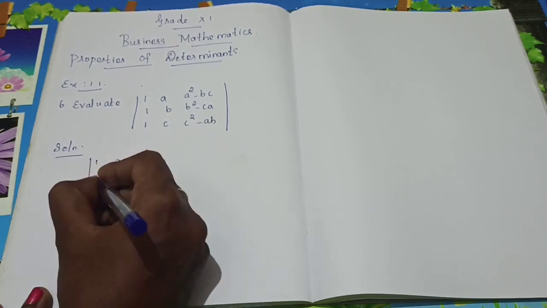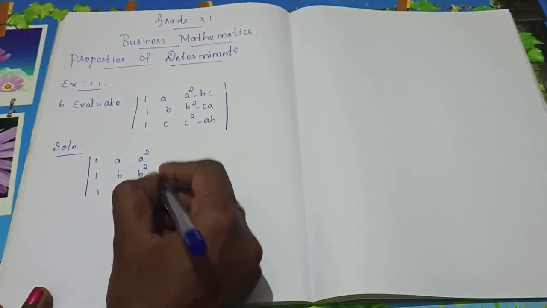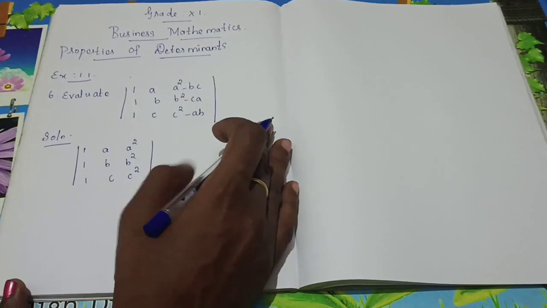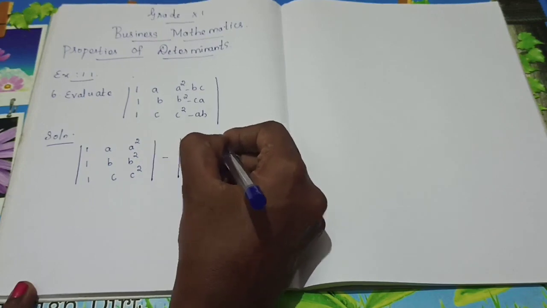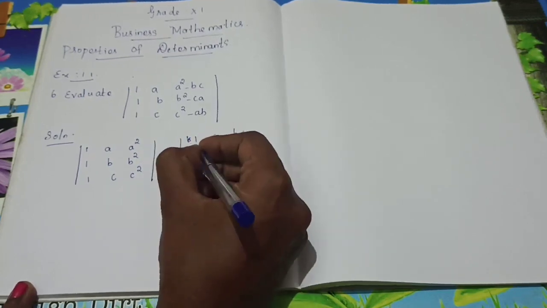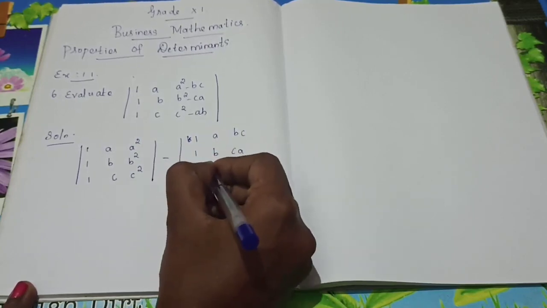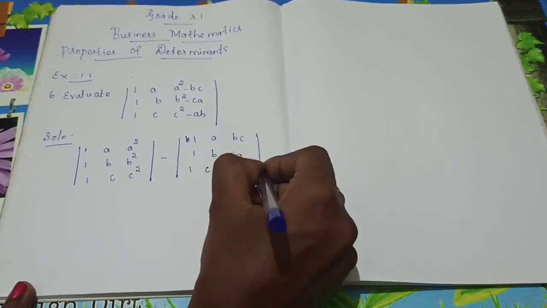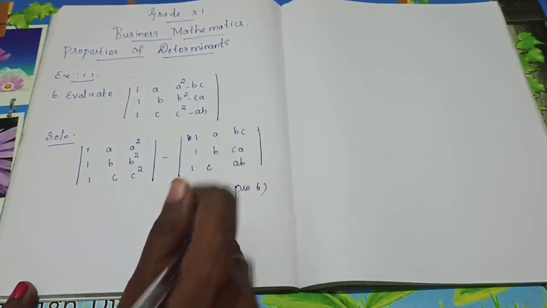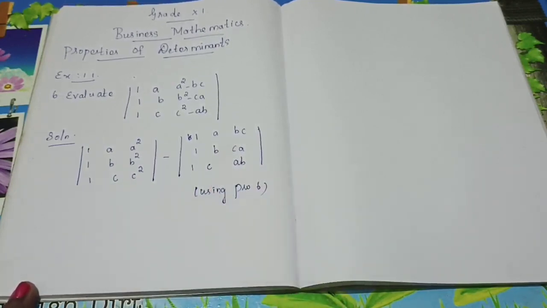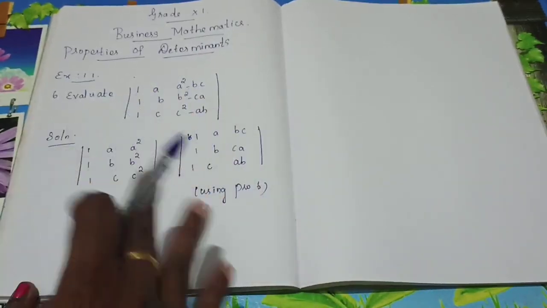1, a square; 1, b square; 1, c square. Then here in the center it is minus, so minus 1, a, bc; 1, b, ca; 1, c, ab. Understand? Using property number 6. Please, students, write down property 6 here. What I did here is, minus is there, so I split the determinant into 2.